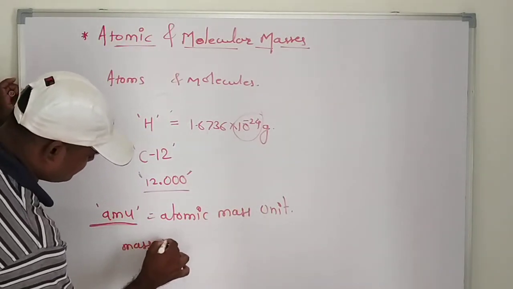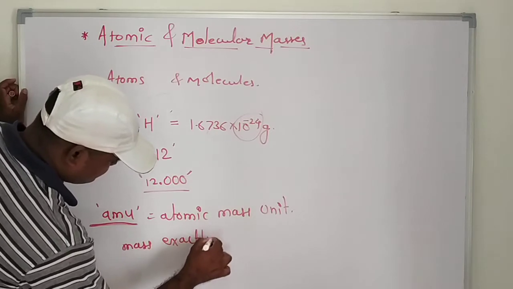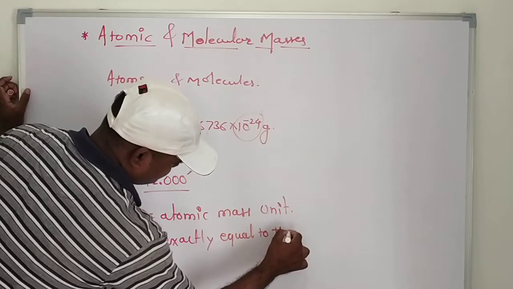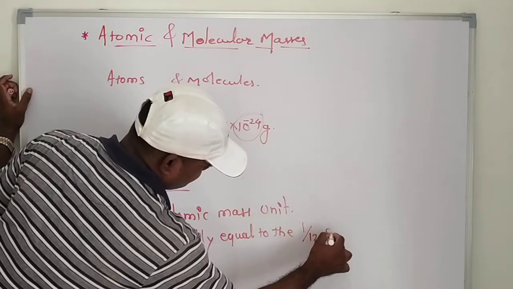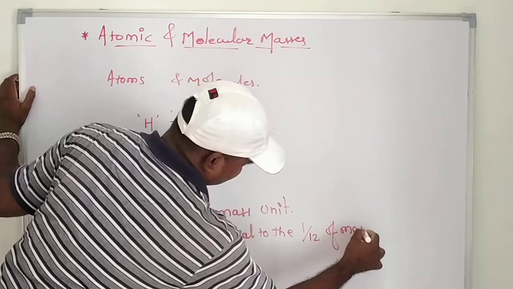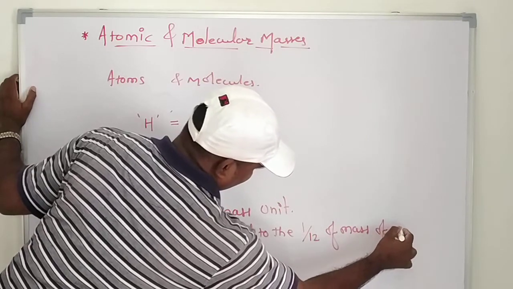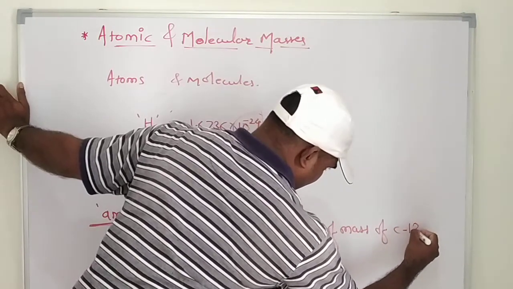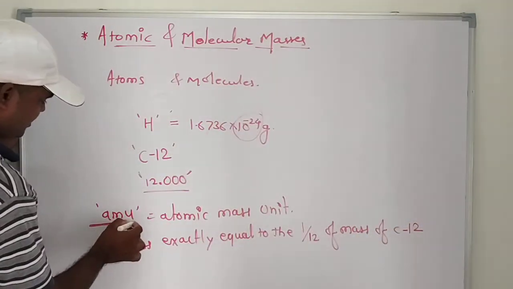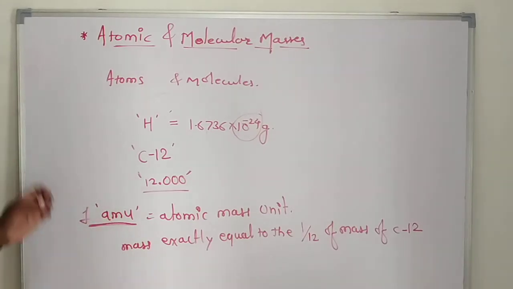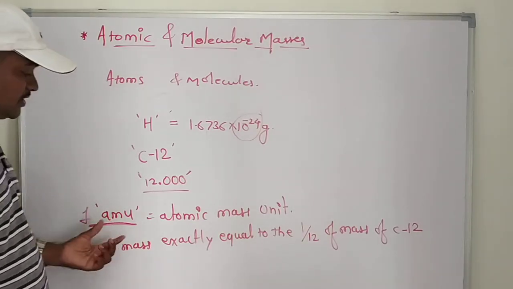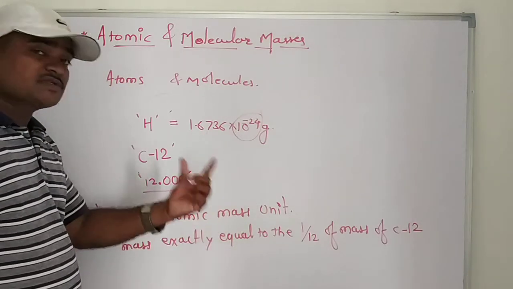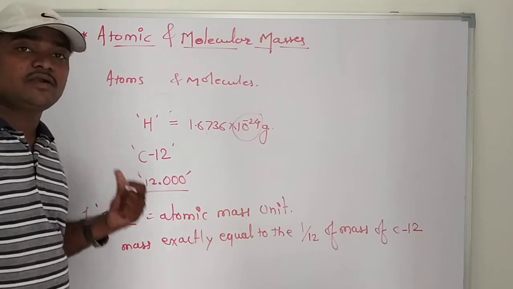Mass exactly equal to 1/12 of the mass of carbon 12. This is the definition of 1 AMU. So students, this is a very important thing that you have to keep in mind. 1/12 of the mass of carbon 12 is nothing but 1 atomic mass unit.